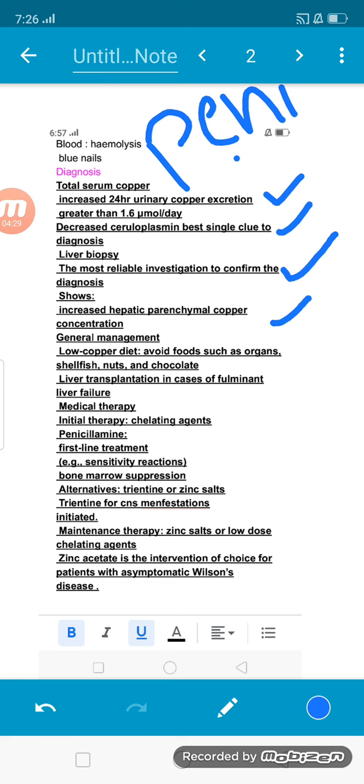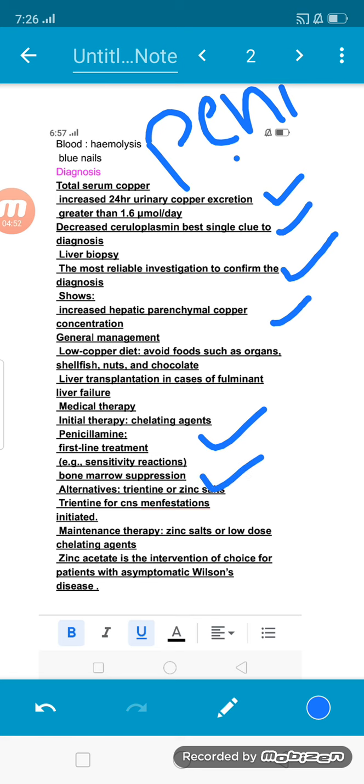So how do we manage? You should avoid copper in the diet. You should be taking a low copper diet. You should be avoiding foods like shellfish, nuts, and chocolates. And we have the medical treatment, penicillamine, which is a chelating agent that chelates the copper present there. But be aware of bone marrow suppression with penicillamine.